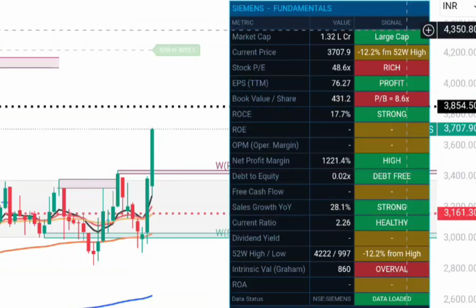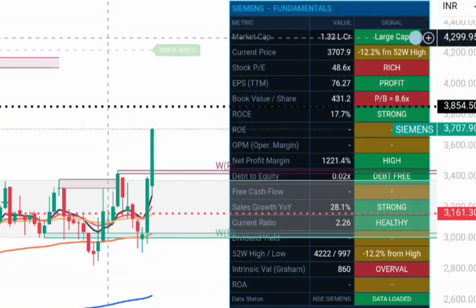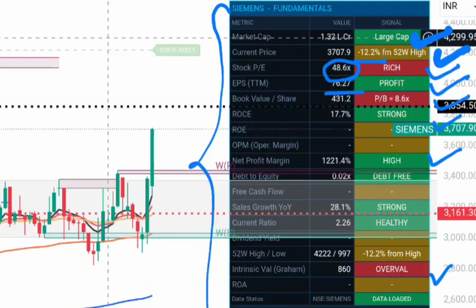Like you can see here, the market cap is large cap. Then you can see the current price, which is still 12.2% from the 52-week high. And then the stock multiple P/E is reaching 48.6. What is the EPS? EPS is 76.27 in profit. Each individual fundamental will be discussed one by one. Here the benefit is that along with your charts, you can check all the fundamentals in one chart board so that you can get all the details of a company and you can take your own decisions.